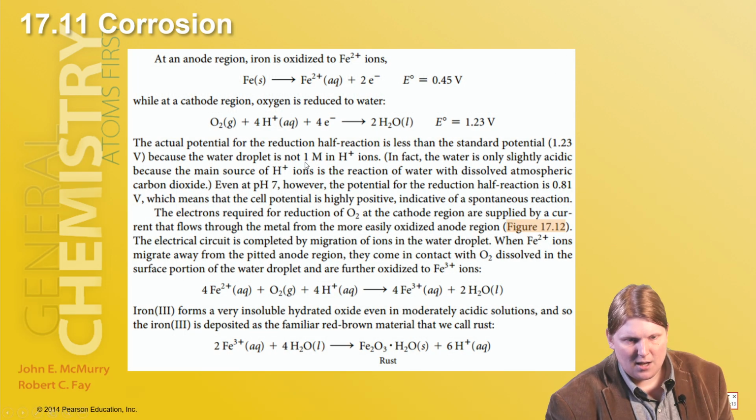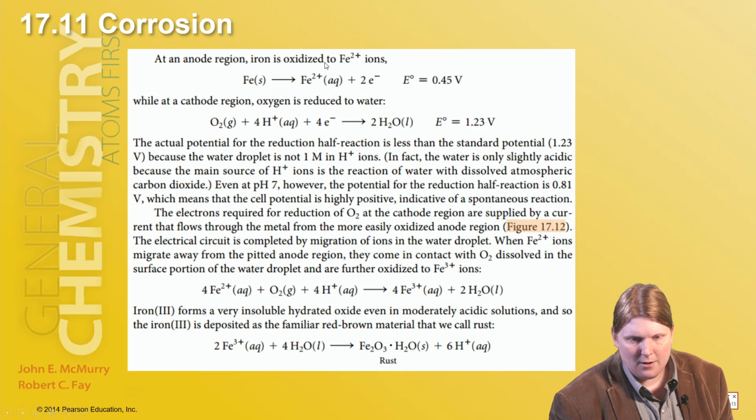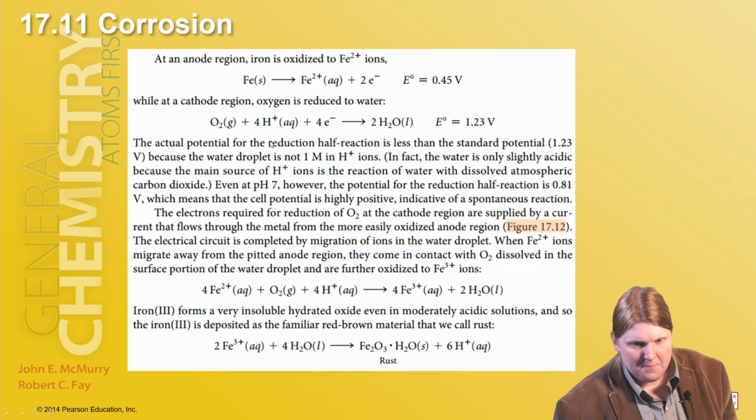And they show how the stages break down. There's an anode region where iron is oxidized to iron 2+, and then at a cathode region, oxygen is reduced to water with a very positive E cell. Both of these two are very positive.